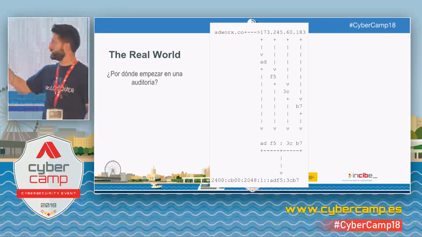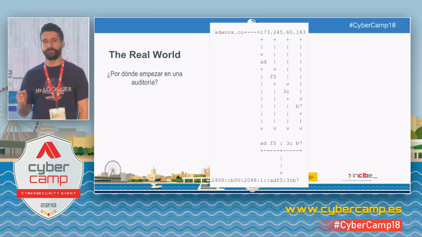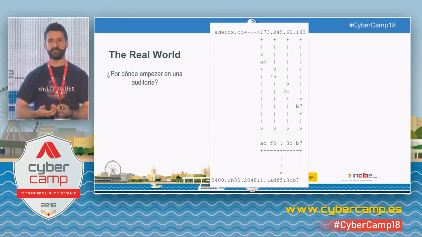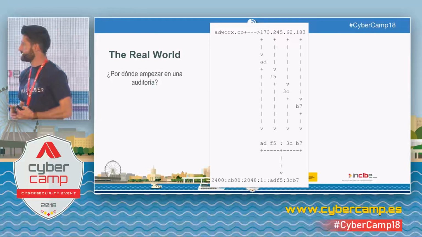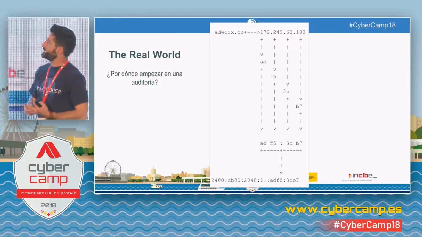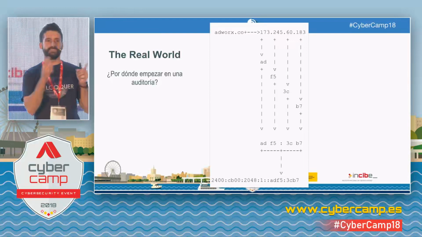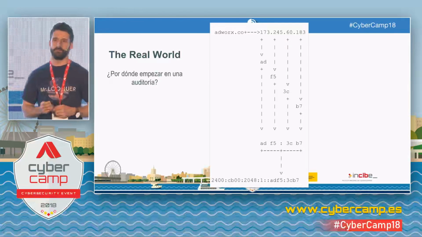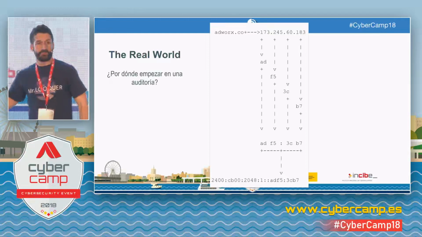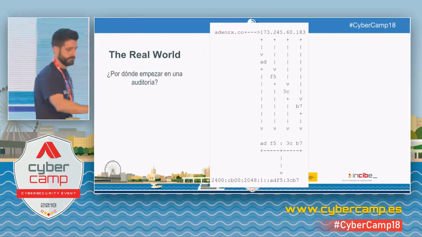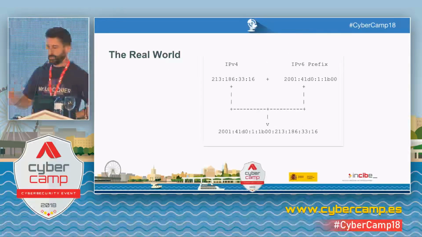How do you think we can know whether another host, another IPv6 address belongs to that same organization? Let's imagine that I'm analyzing that organization. I'm doing pen testing, and I already have this IPv6 address. How can I know whether this one belongs to the same organization? With the network address. Of course.